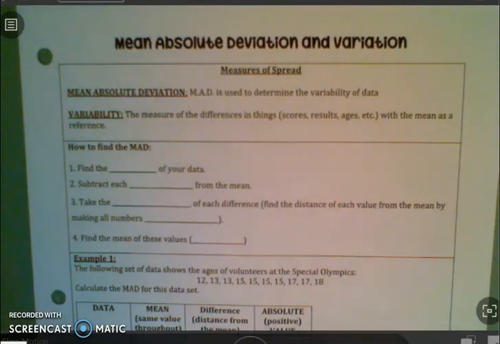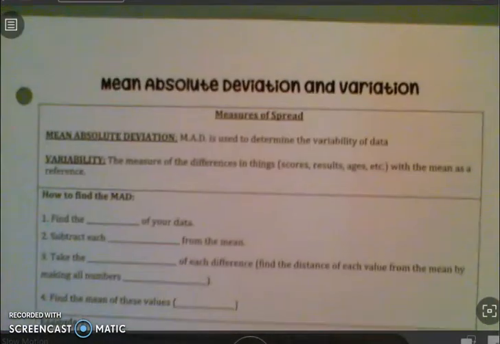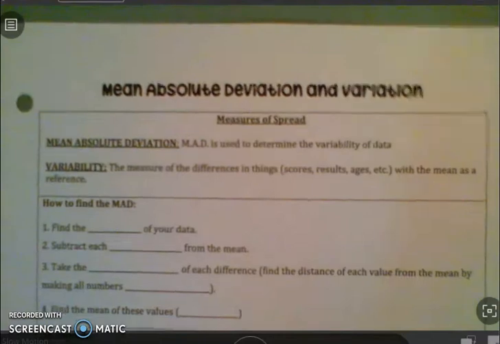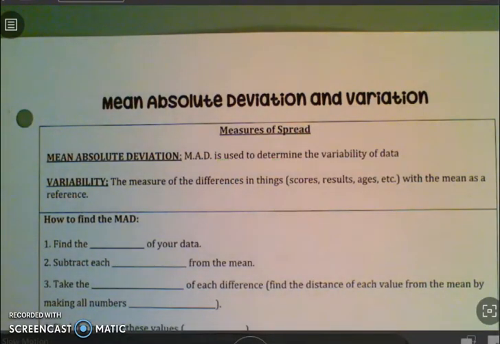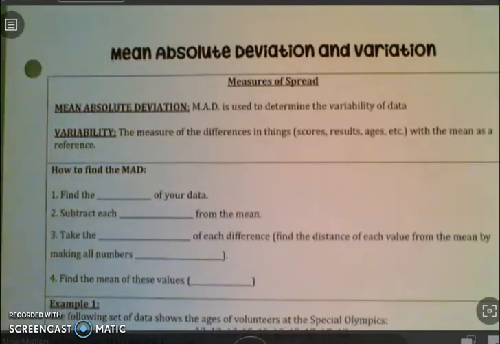So this video is about mean absolute deviation and variation. The first thing is the mean absolute deviation. That is called MAD, and we use it to determine the variability of the data. Variability is the measure of different things, scores, results, ages, with mean as the reference.